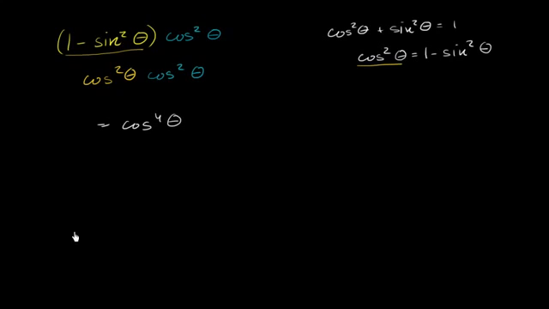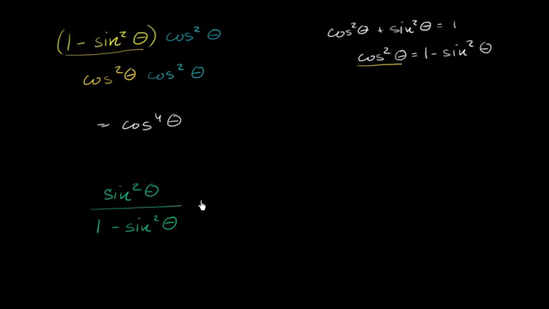Let's do another example. Let's say that we have sine squared theta, all of that over 1 minus sine squared theta. What is this going to be equal to?